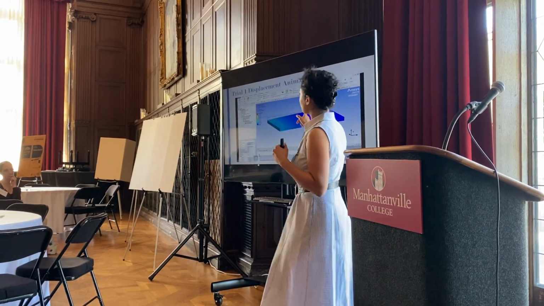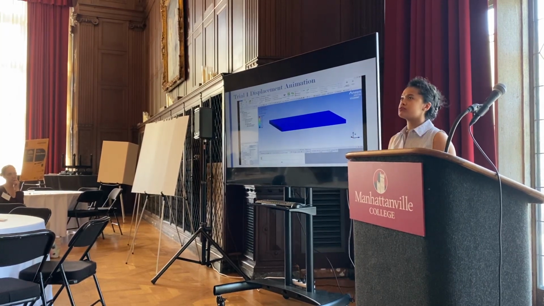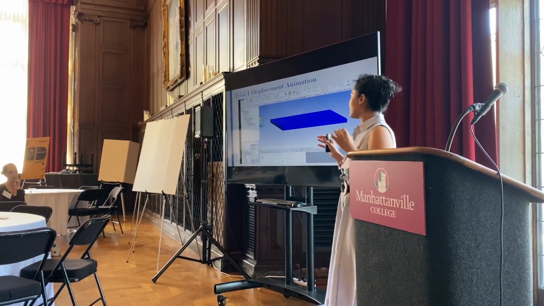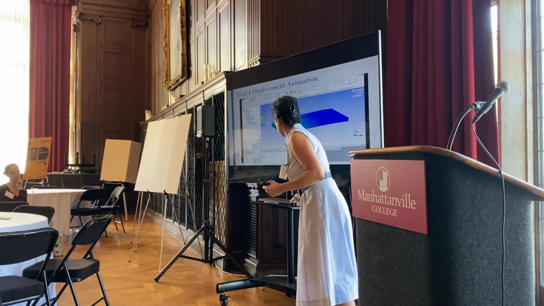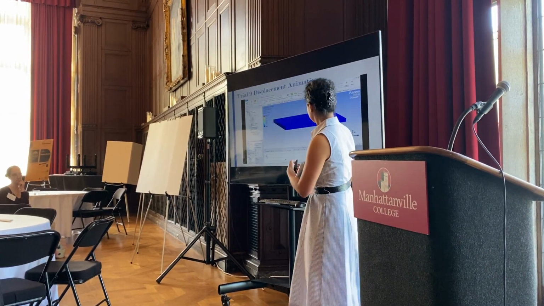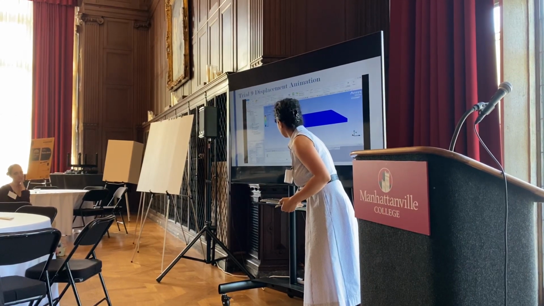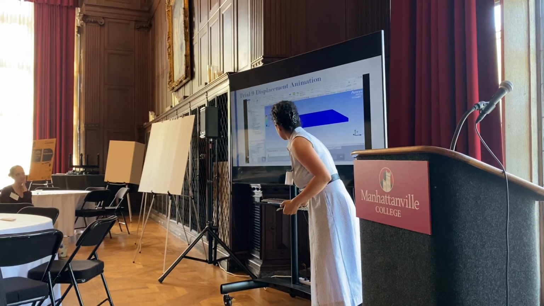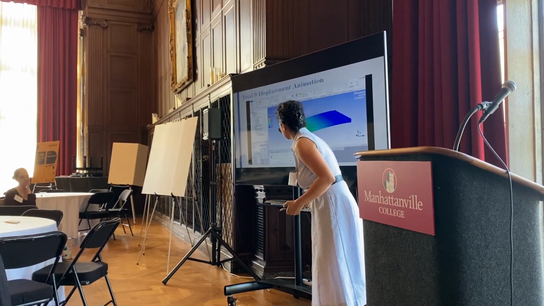All right, and this is trial 1 for the displacement animation. This one had a Poisson's ratio of 0.3 and a Young's modulus, I think, of 6. All right, and this is trial 9. This had a Poisson's ratio of 0.1 and a Young's modulus of 8.